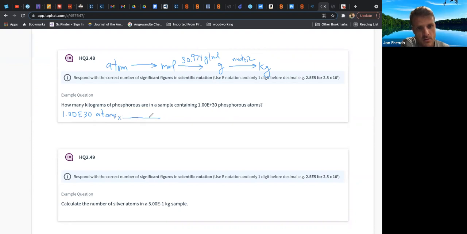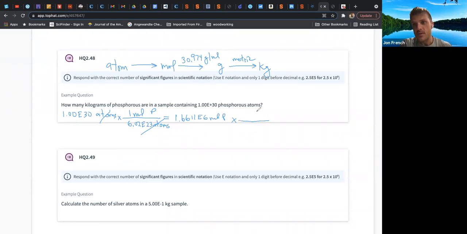And I know for every 1 mole, Avogadro's number tells me I'm going to have 6.02 E to the 23 atoms. So atoms of phosphorus cancel out and we're left with moles of phosphorus. So I've got 1 E to the 30th divided by 6.02 E to the 23rd, and I get something like 1.6611 E to the 6 moles of phosphorus.